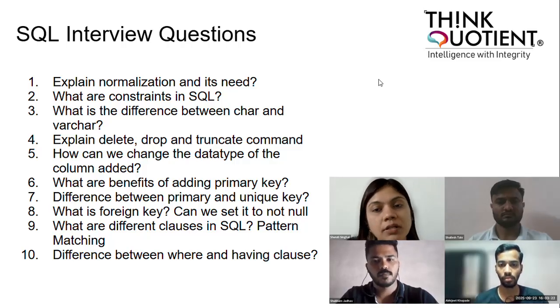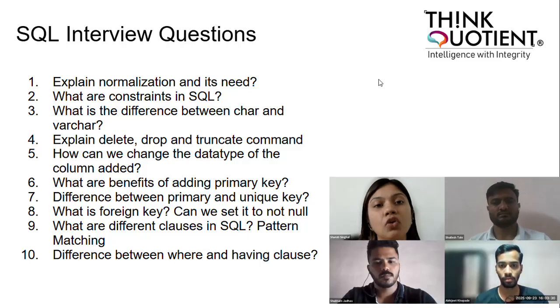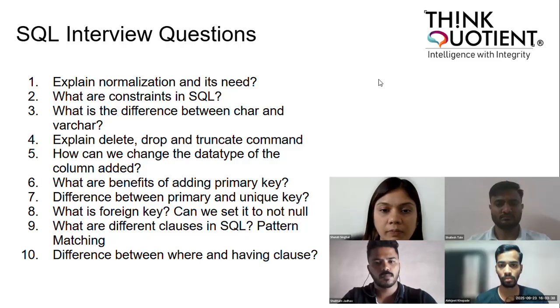So basically, normalization is the process by which we organize the data in the database, and it helps us to reduce the redundancy. So what we do is we decompose the table in such a way that all the relations that we are making between the two tables are logical, right? They eliminate the redundancy and it also maintains the consistency and integrity of the data.